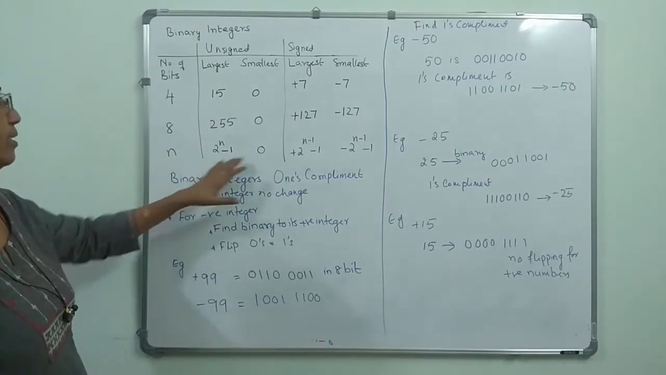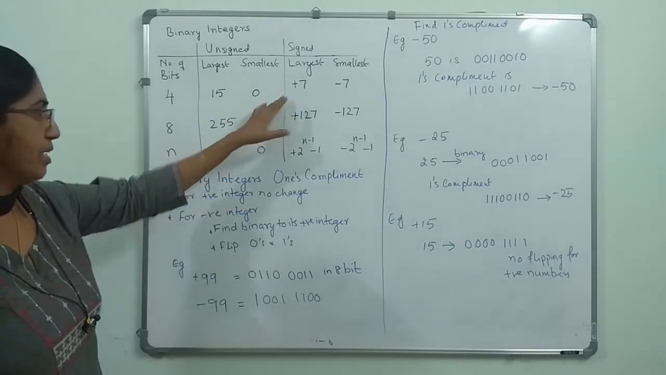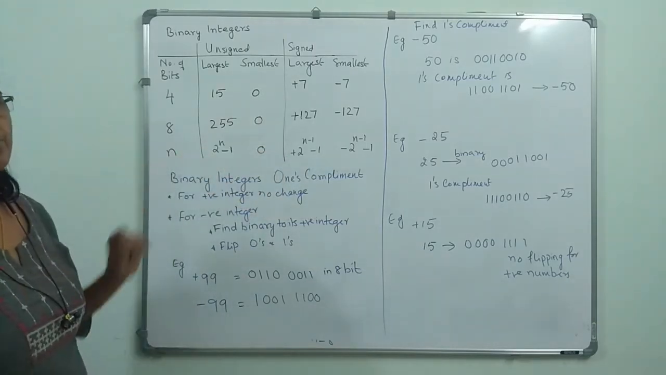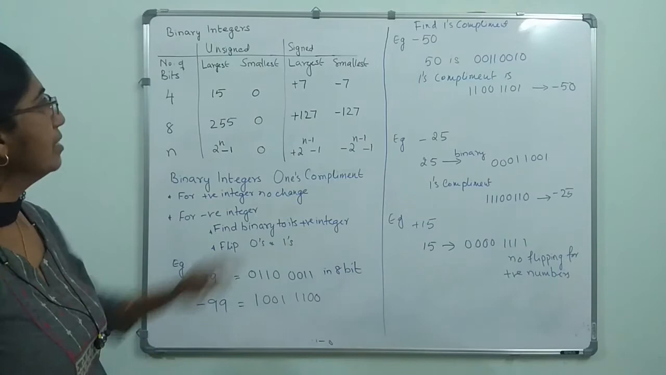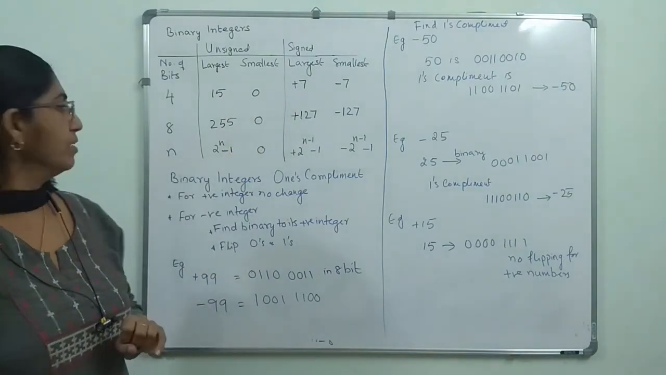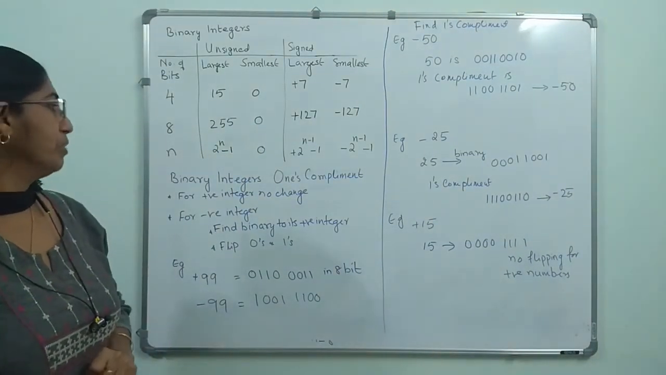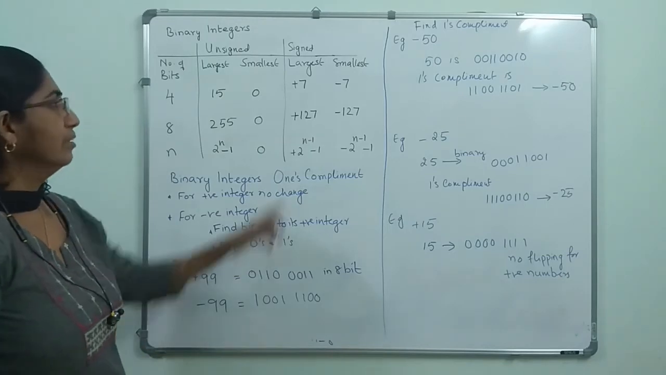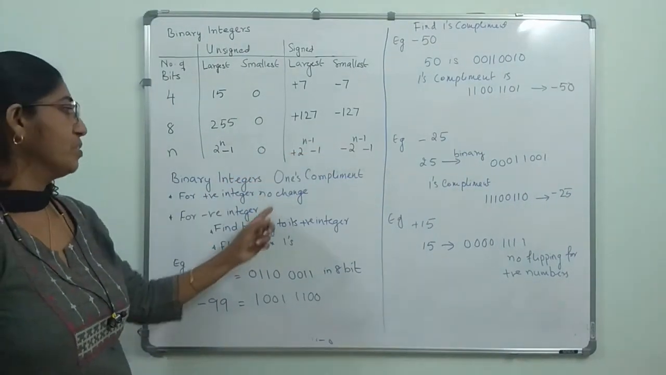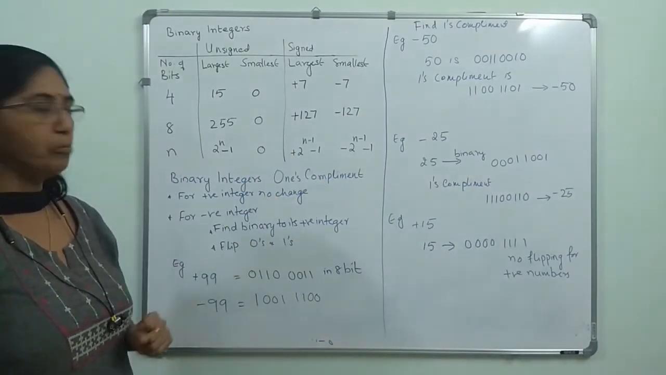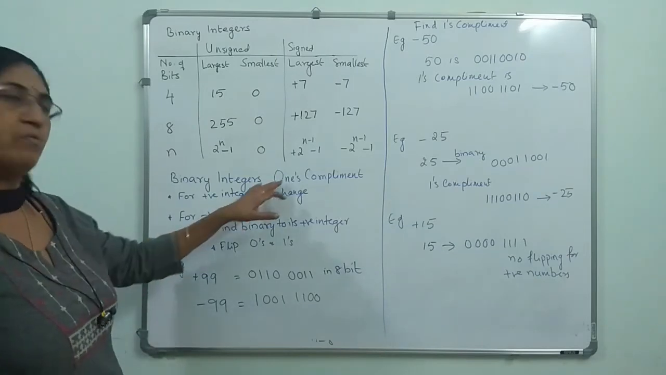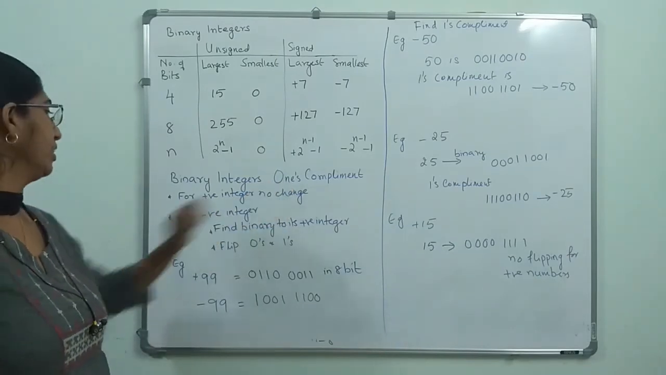Now in the signed representation, let us take one by one. We have told that there are 3 representations in the signed convention itself. That is signed magnitude representation, which we have already discussed. That is what is given here. Next is 1's complement. Then we have to discuss 2's complement. So let us see what is 1's complement representation.